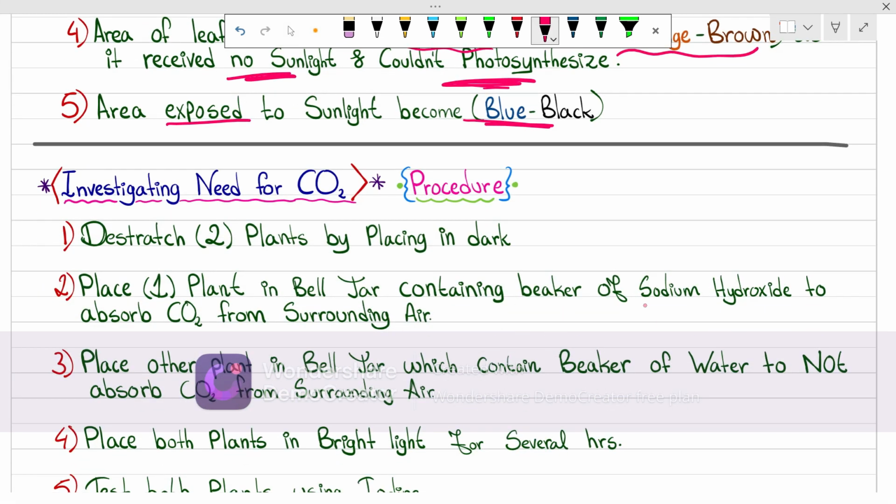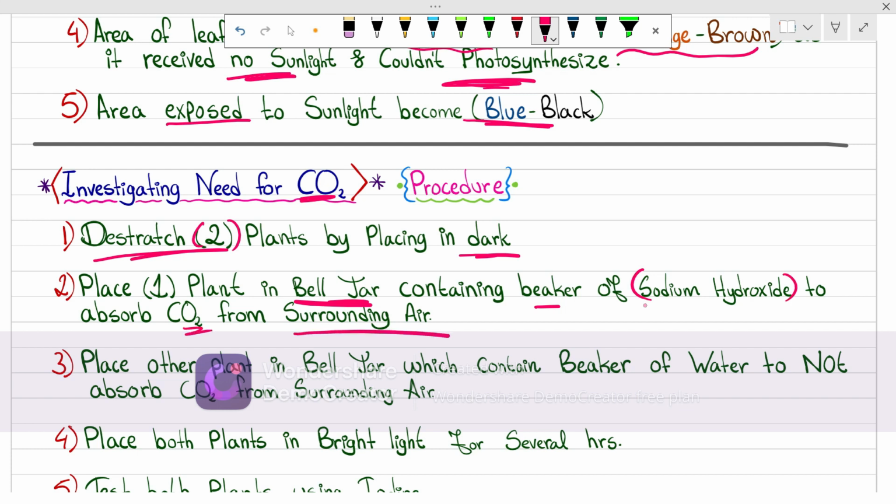Alright. The third experiment is investigating the need for carbon dioxide. To investigate the need for carbon dioxide, again, we destarch two plants, here there are two plants, by placing them in the dark. The reason we do this is to make sure all the starch is used up in the plant and it does not affect the experiment in any way possible. After this, we place one of the plants in a bell jar containing a beaker of sodium hydroxide to absorb carbon dioxide from the surroundings.